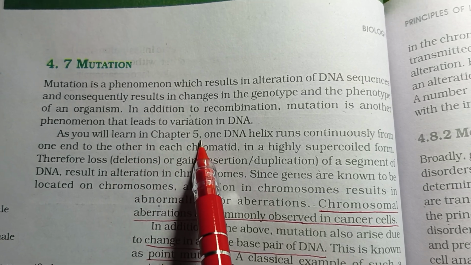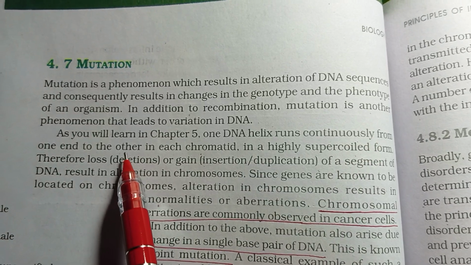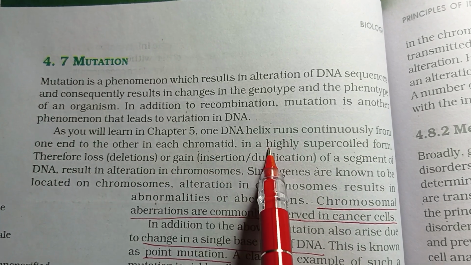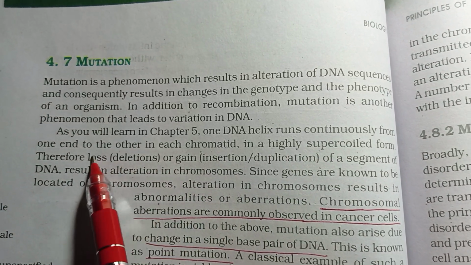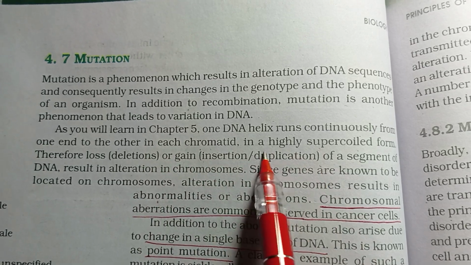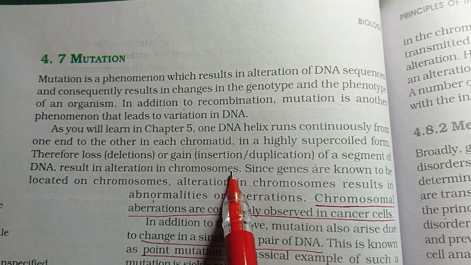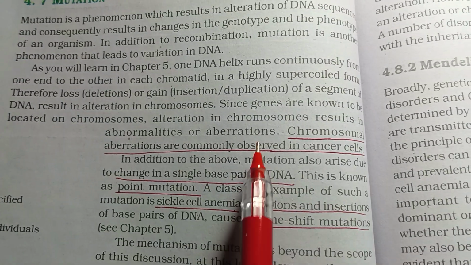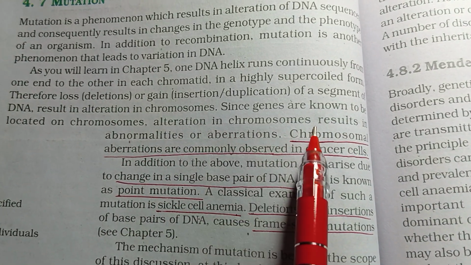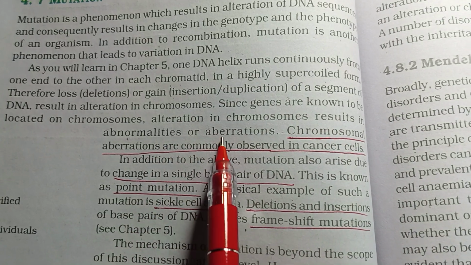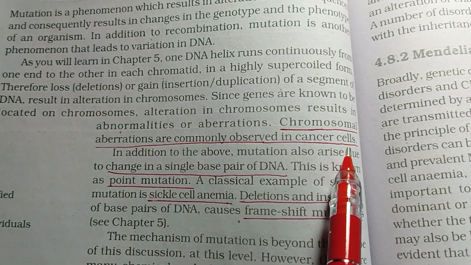As you will learn in chapter 5, one DNA helix runs continuously from one end to the other in each chromatid in highly supercoiled form. Therefore, loss means deletion, or gain means insertion or duplication of a segment of DNA, resulting in alteration in the chromosomes. Since genes are known to be located on chromosomes, alteration in chromosomes results in abnormalities or aberrations. Chromosomal aberrations are commonly observed in cancer cells.